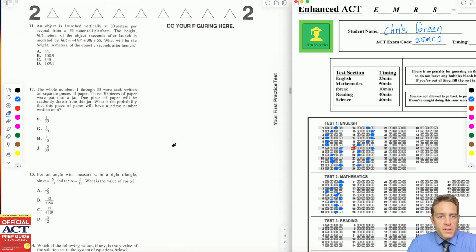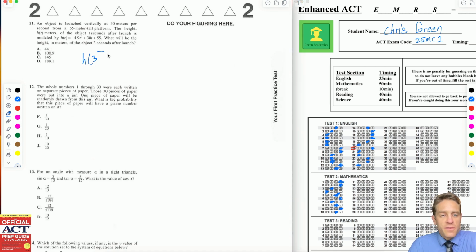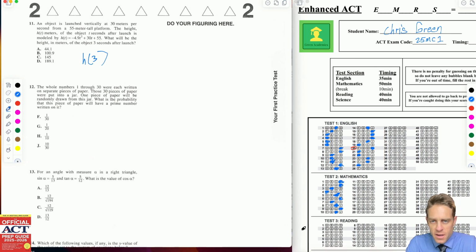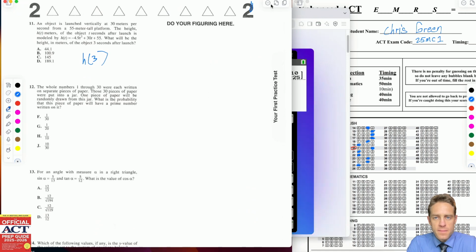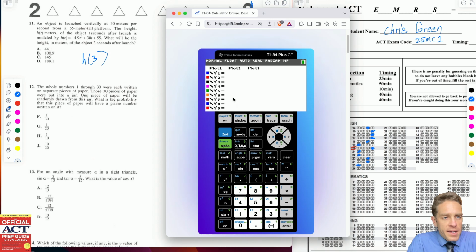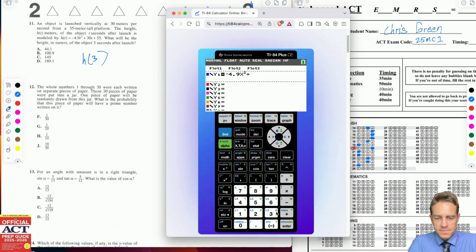An object is launched vertically at 30 meters per second from a 55-meter tall platform. The height h of t in meters of the object t seconds after launch is modeled by that. What will be the height in meters of the object 3 seconds after the launch? Well, that's simply h of 3. Now, the best way to do this may actually be on the TI again. So let's find our TI replicator. So if you go to y equals and you enter the function in general, it will let you use the table to plug in anything that you want.